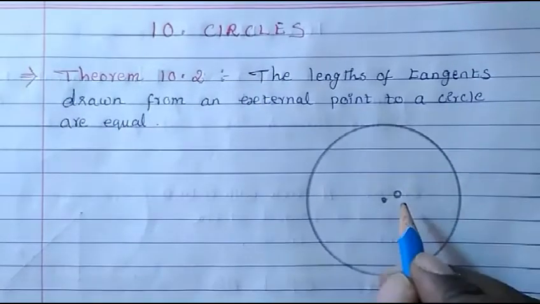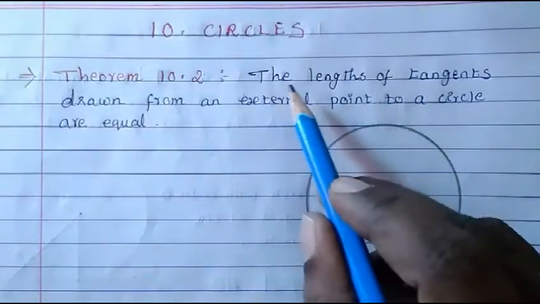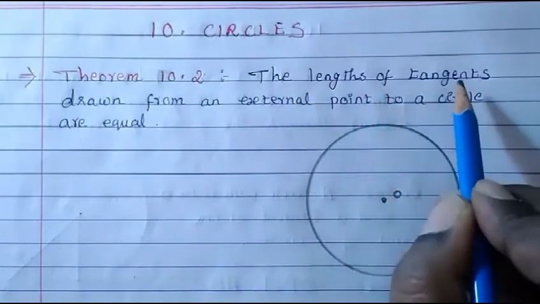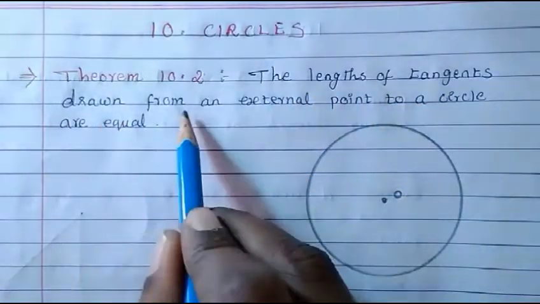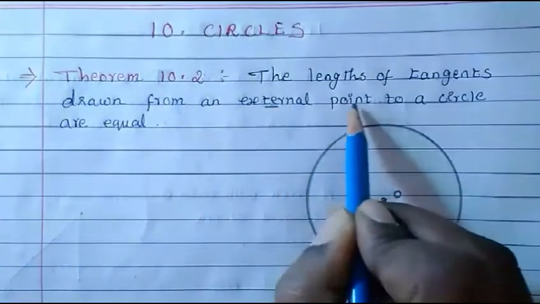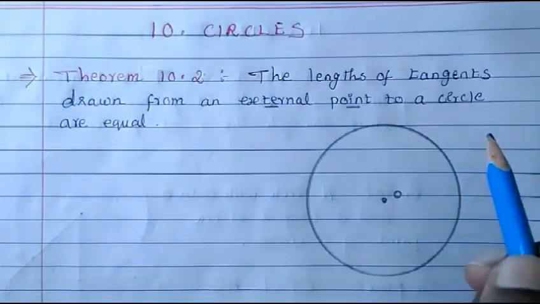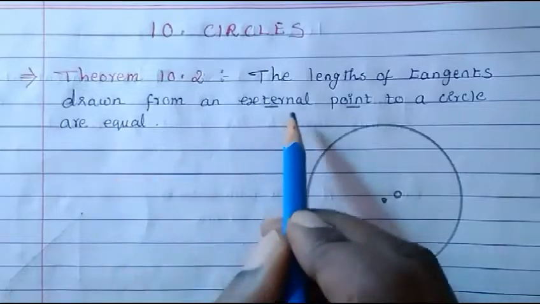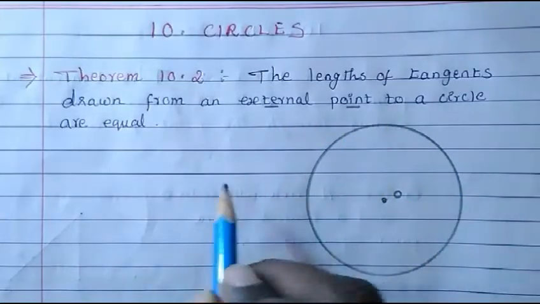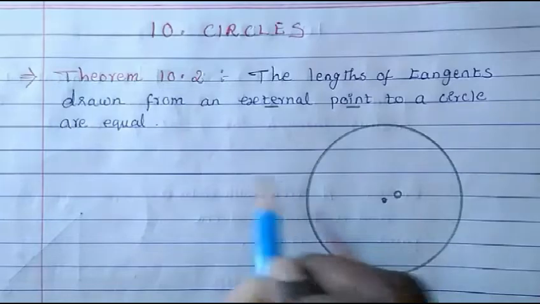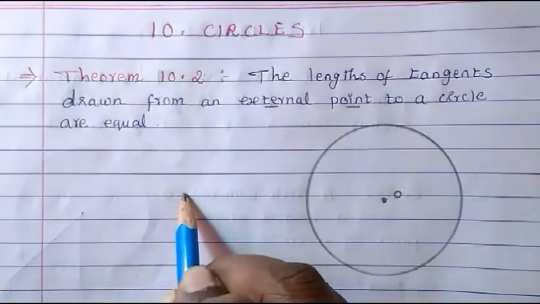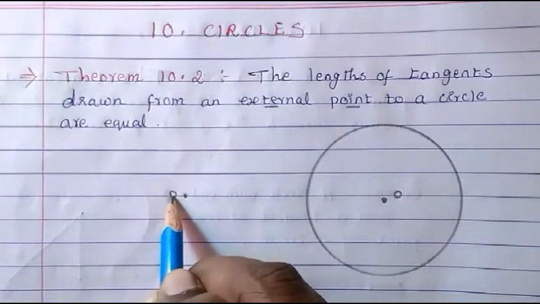So this is a circle with center O. Now what does it say? The lengths of tangents drawn from an external point to a circle are equal. So, external point to a circle. External meaning outside. So let us take an external point P here.